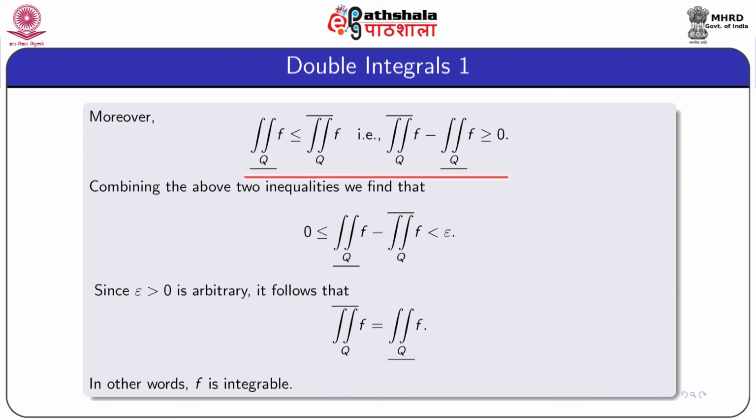Moreover, lower integral is less or equal to upper integral. So, upper integral minus lower integral is non-negative. Combining these two inequalities, we find that 0 is less or equal to upper integral minus lower integral of f over Q, which is less than epsilon. Now, as epsilon is arbitrary, it follows that the lower and upper integrals must be the same. In other words, f is integrable.